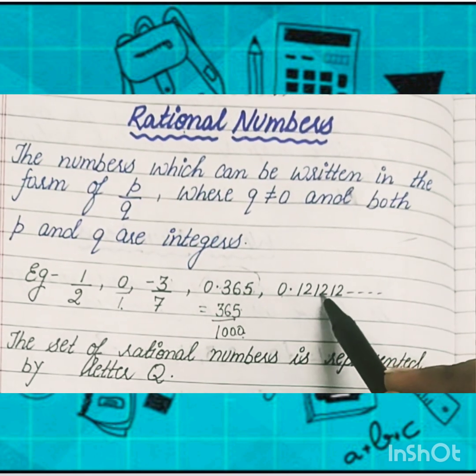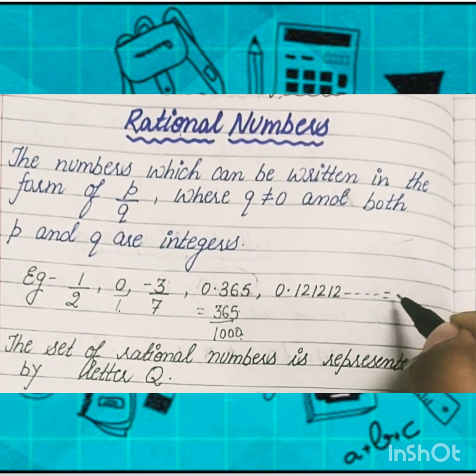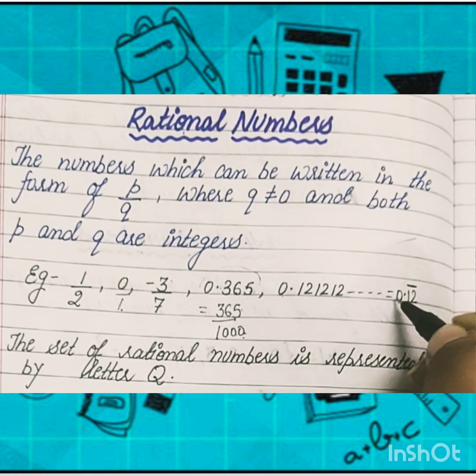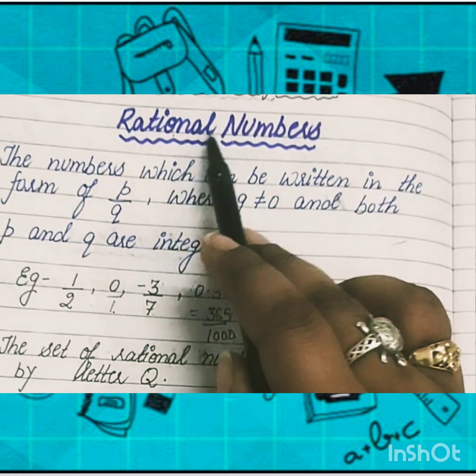This is 0.121212. This can be written as 0.12 bar. This is the recurring number, so recurring number is also rational number.